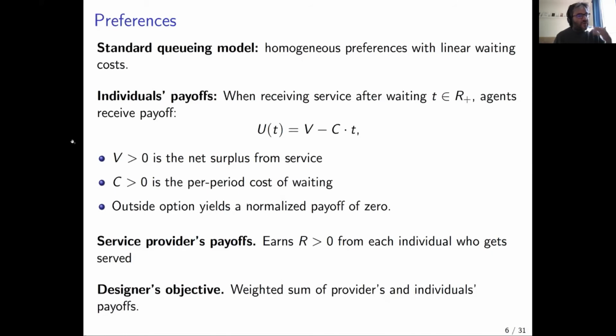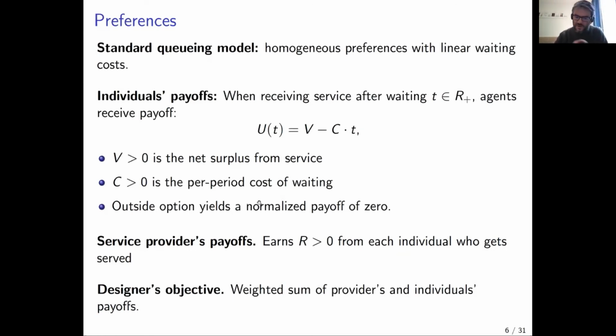So we are going to consider a very standard queuing model where you have homogeneous preferences with linear waiting costs. And so the utility of an agent who gets served after waiting for a period of time of t is going to be given by v, the utility of service, minus his waiting cost, which is going to be just t, the time he has waited to get served, times the per period cost of waiting, c. Okay, so this is going to be the utility of an agent to get served after waiting for a period of time of t. So these individuals will trade off their utility of joining the queue with what they can get with their outside option. And so I'm going to normalize the value of the outside option to 0. So this defines the payoffs for the individuals.